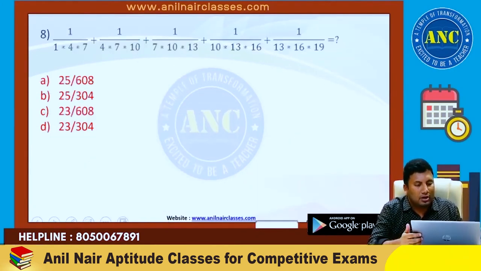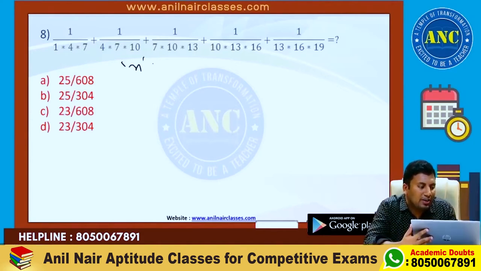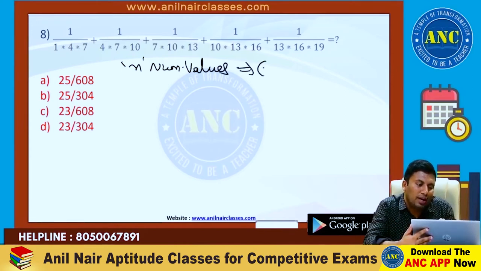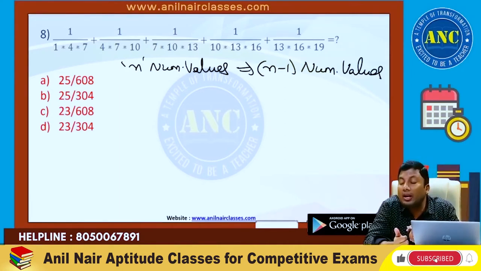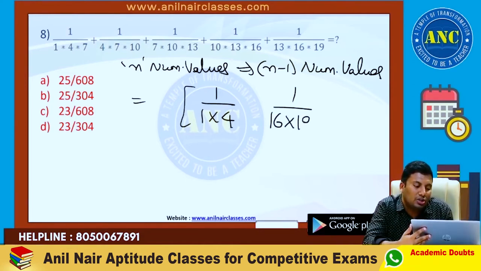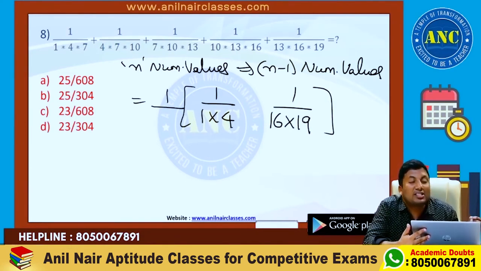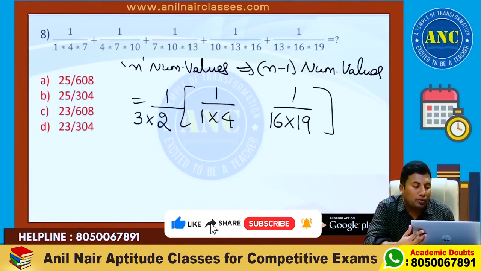Next question. See here. 1/1 × 4 × 7. 1/4 × 7 × 10 and so on. What is the concept that we discussed? N numerical values should be condensed to N minus 1 numerical values. N numerical values will be condensed to N minus 1 numerical values. Three numerical values are there. Write the first two numerical values and write the last two numerical values. What is the common difference between consecutive terms? 3. 3 numerical values will become 2.